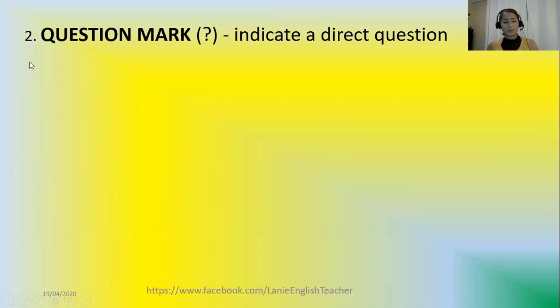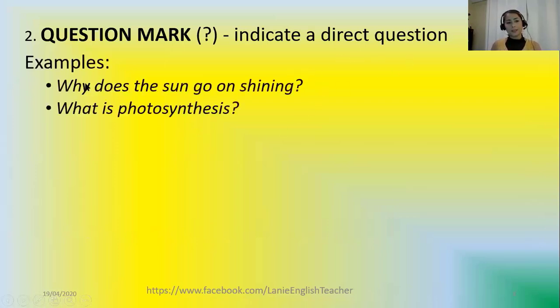Okay, now let's proceed to another punctuation mark, which is question mark. Question mark indicates a direct question. Examples: why does the sun go on shining? What is photosynthesis?